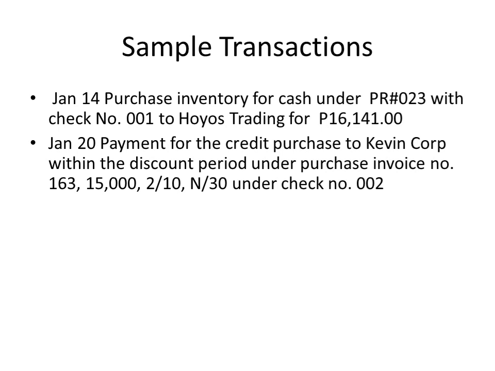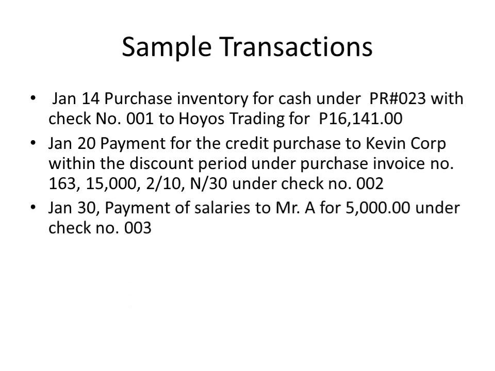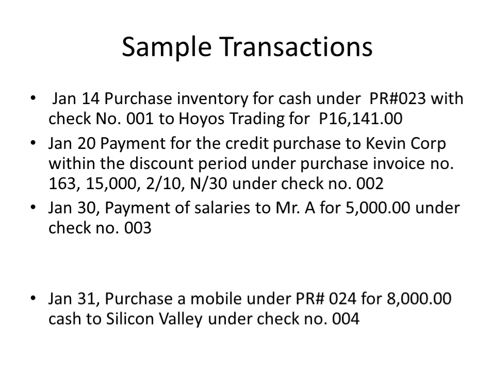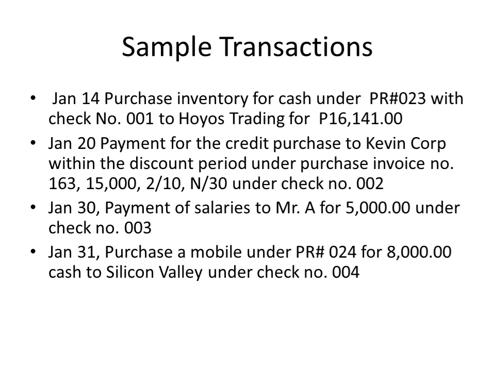But in the real world, you have to count whether the payment was really made during the discount period. Next, on January 30, payment of salaries to Mr. A for 5,000 under check number 003. And last, January 31, purchase of a mobile under PR24 for 8,000 cash to Silicon Valley, check number 004.